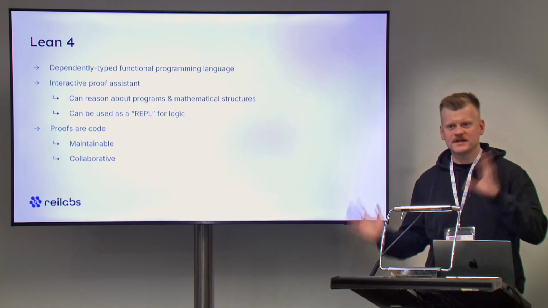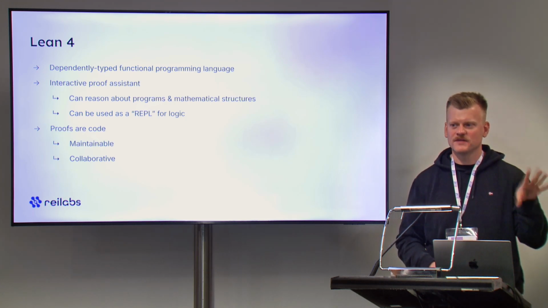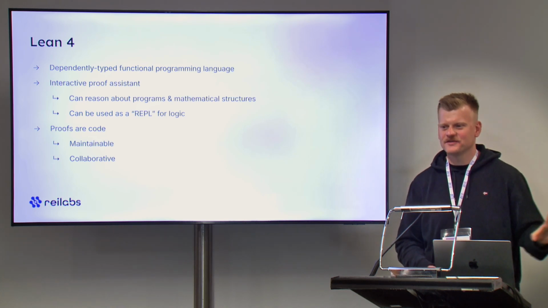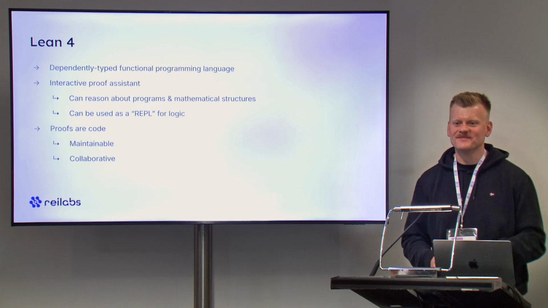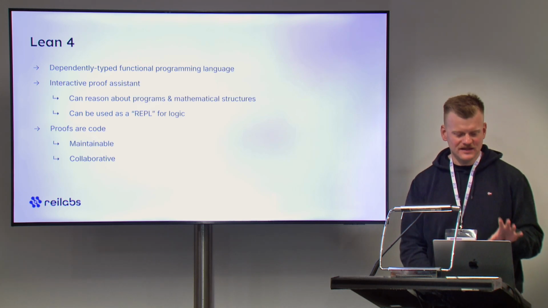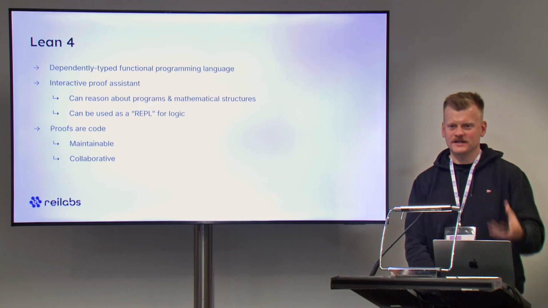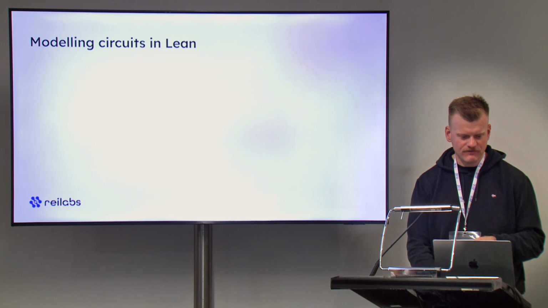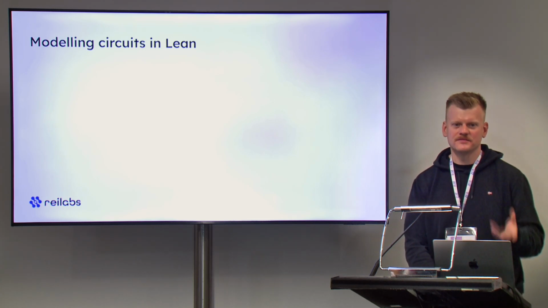So the other side of formal verification is using SMT solvers, which are really like those magical black boxes that either prove your theorem automatically, or they fail awfully and there is nothing you can do. In this regime, we are able to edit our proofs. We are able to nudge the prover in the right direction. So let's look into how we actually model arithmetic circuits in Lean.